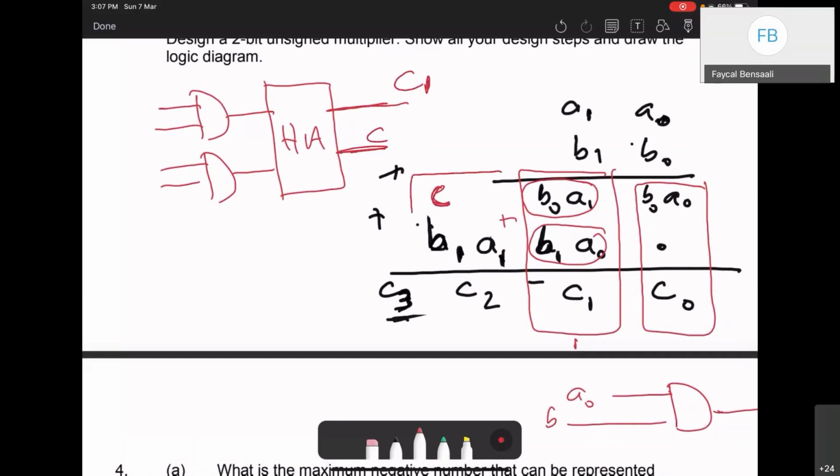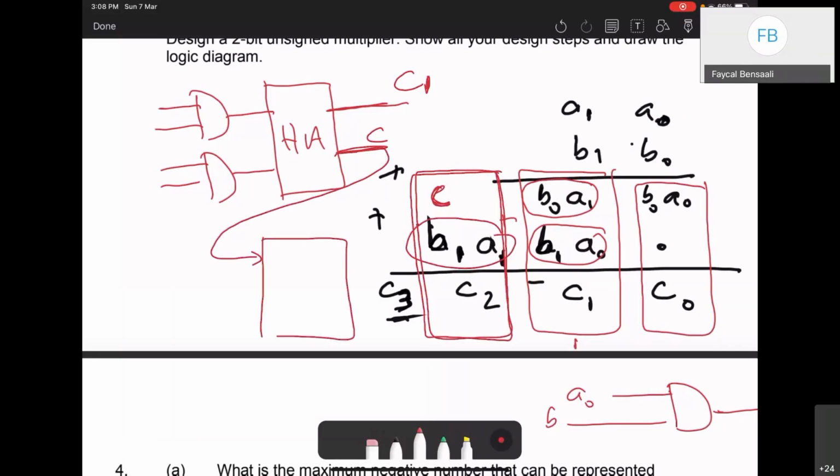The third stage. So what do I need here? Again, a half adder and one AND gate. I just need a half adder here as well, and one AND gate. So this carry goes to the next half adder, and then I will need an AND gate as well. And this will give me C2, and the final carry will be C3. And that's it.